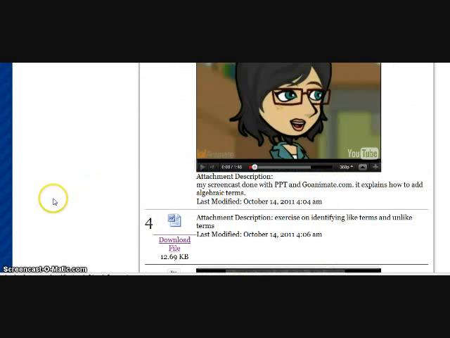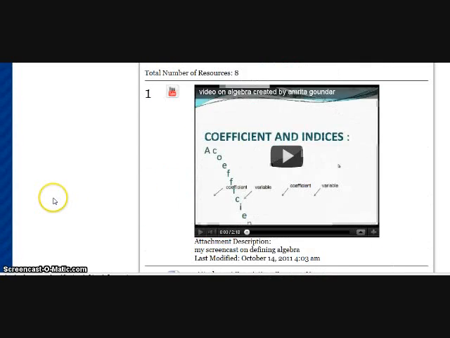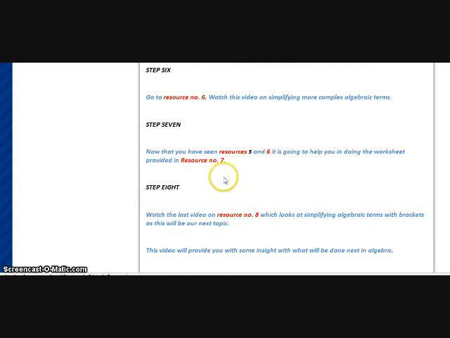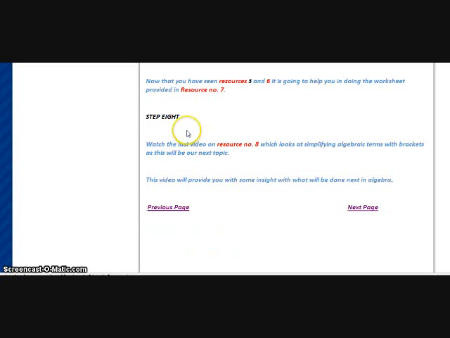Using these two complex concepts, students will do the most complex exercise that I have put in the process page, and that's resource number 7. After doing the exercises in resource number 7, students will go to resource number 8, which is a video that looks at simplifying algebraic terms with brackets, as this is going to be the next topic in algebra.